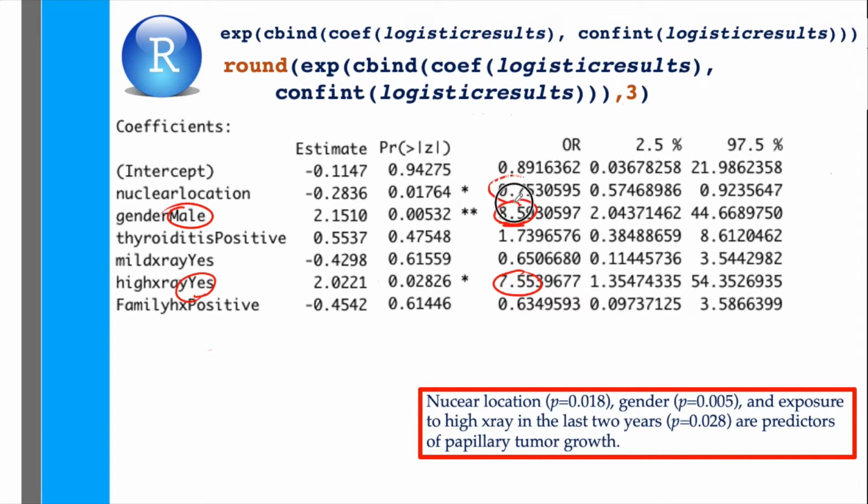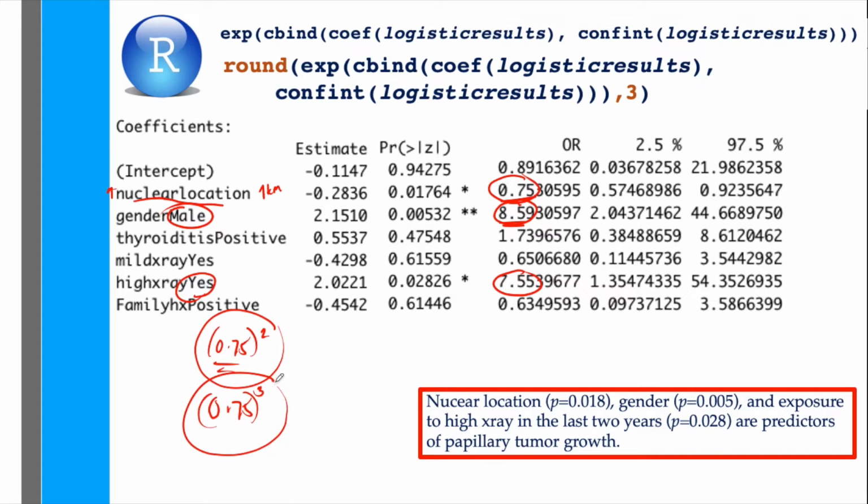Now, for 0.75, since nuclear location is a numerical variable, this tells us that for a 1 kilometer increase in the nuclear location, meaning for every 1 kilometer that the house is far from the nuclear plant, the odds of developing papillary tumor changes by a factor of 0.75. What does this tell us? Meaning if the house or the residence is 2 kilometers away, so this will be the odds. If it is 3 kilometers away, this is the odds.